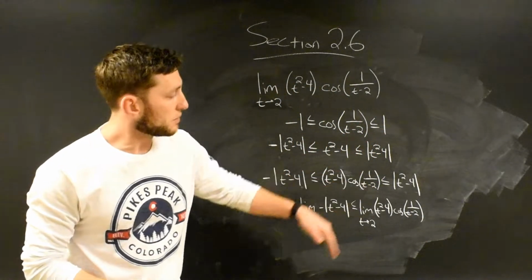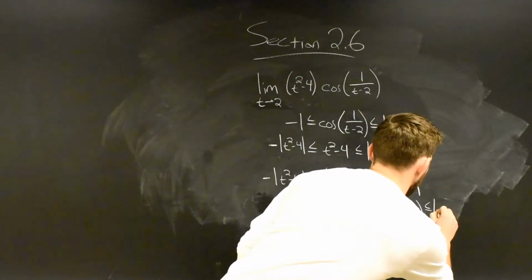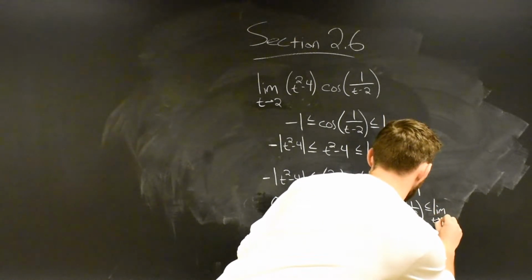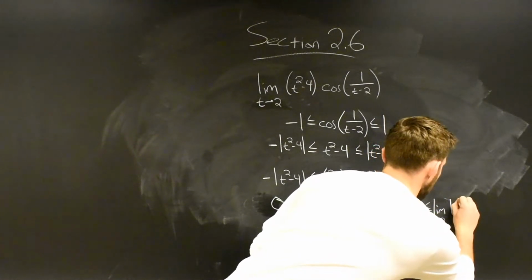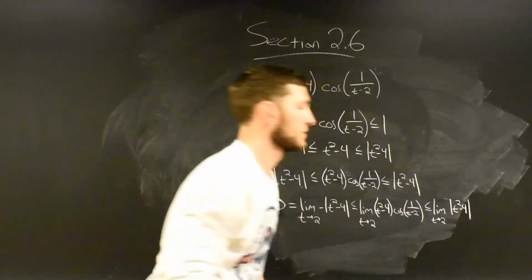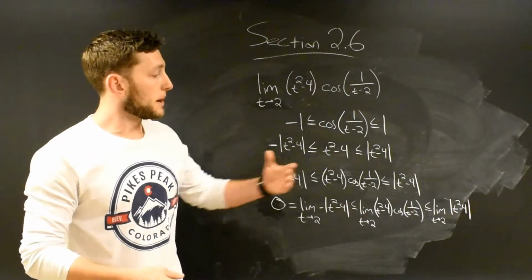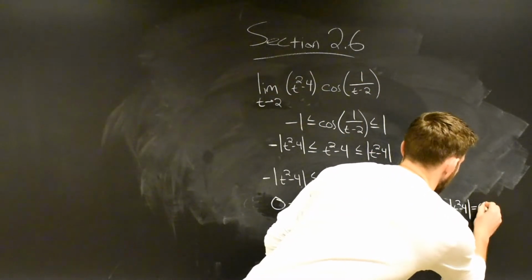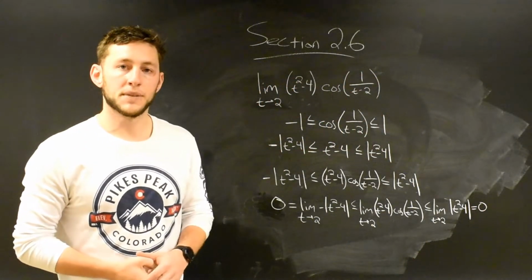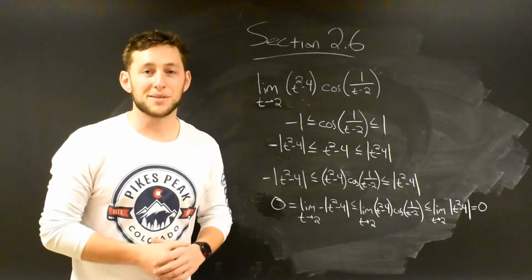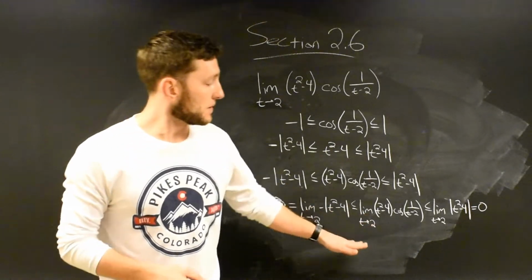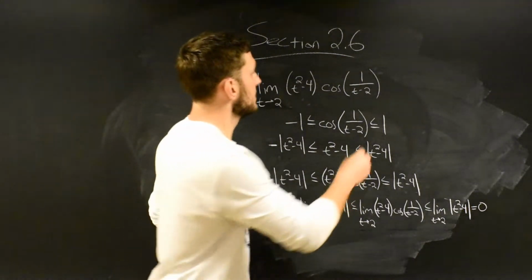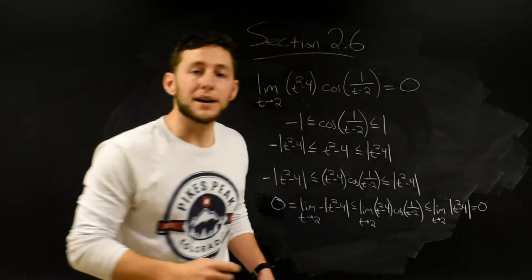Which by the same inequality line has to be less than or equal to the limit as t approaches 2 of the absolute value of t squared minus 4. But then, by plugging in our number, we can see that this is also 0. What number is trapped between 0 and 0? Well, it has to be 0, squeezing this limit down to equal 0 by the squeeze theorem.